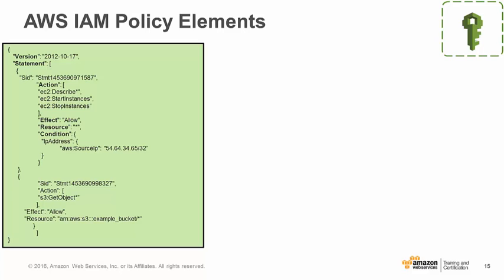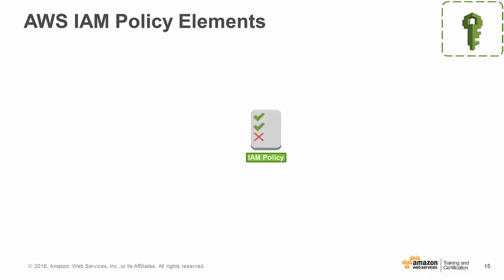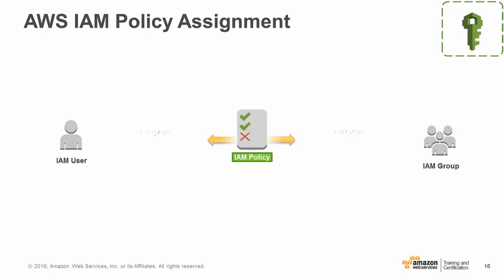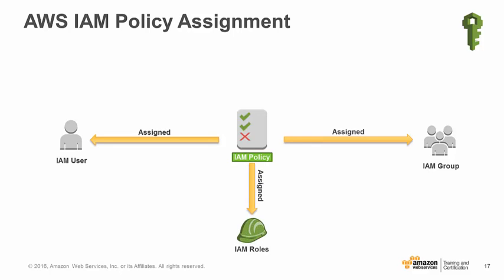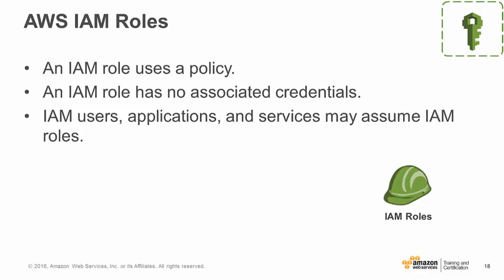Policies are documents that are created using JavaScript Object Notation, or JSON. A policy consists of one or more statements, each of which describes the set of permissions. IAM policies are assigned to IAM users and groups. These users are bound by the permissions defined in the IAM policy. IAM policies may also be assigned to an IAM role.